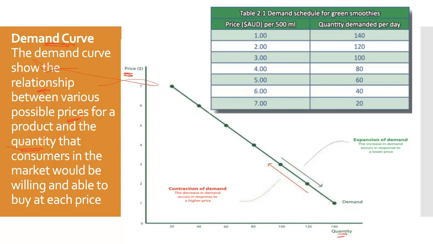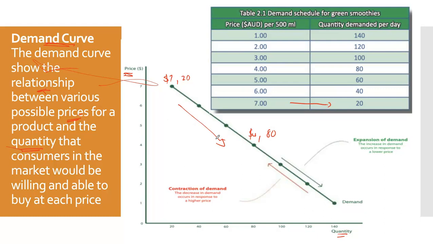What do you notice? As the price has gone up, so it's $7, they are going to only demand 20. And you can see this listed here. Now, as we move across the demand curve, for example, at $4 here, there is going to be a demand for 80. So we can start to recognize that a demand curve is going to be downward sloping, because as price goes down, our quantity demanded is going to go up.